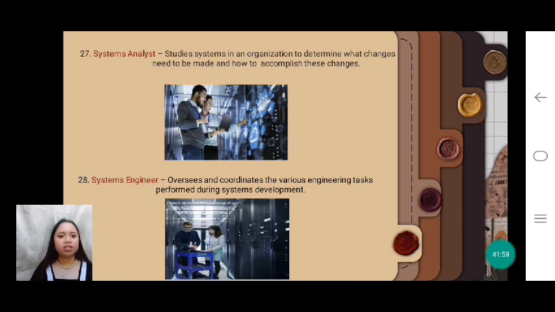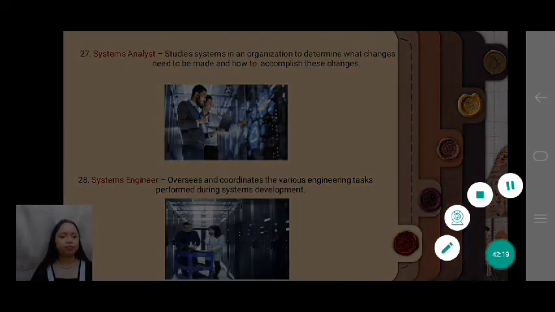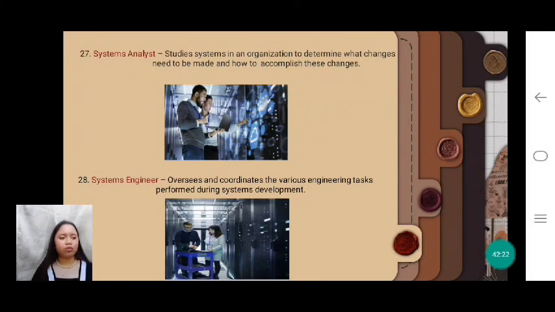Number 28. Systems engineer, oversees and coordinates the various engineering tasks performed during systems development. So they are in charge of coordinating the engineering tasks performed during systems development. Also, the systems engineer is responsible for assessing systems, determining problems, providing solutions to issues that arise, designing systems, upgrading systems, maintaining systems, and brainstorming possible improvements that can be made to a system in the future. So that's the work of the systems engineer.